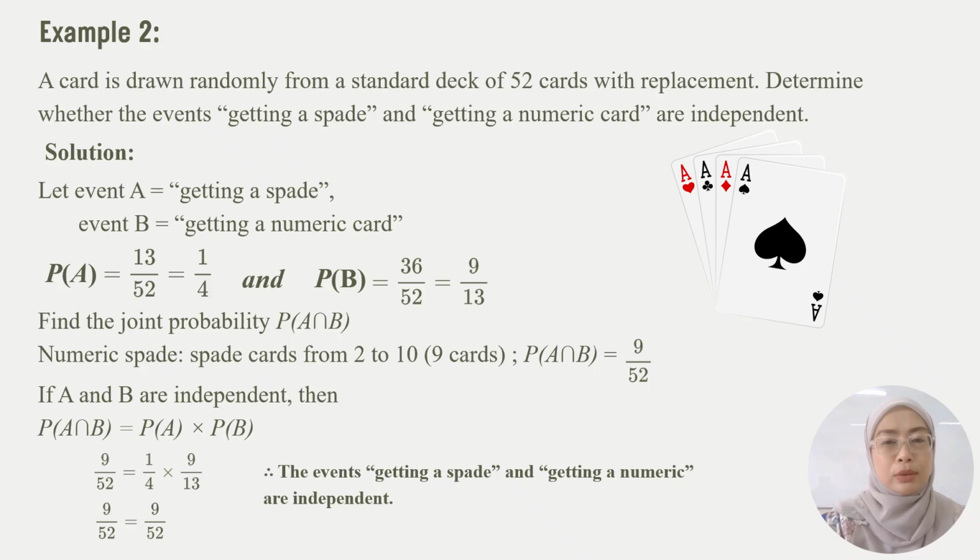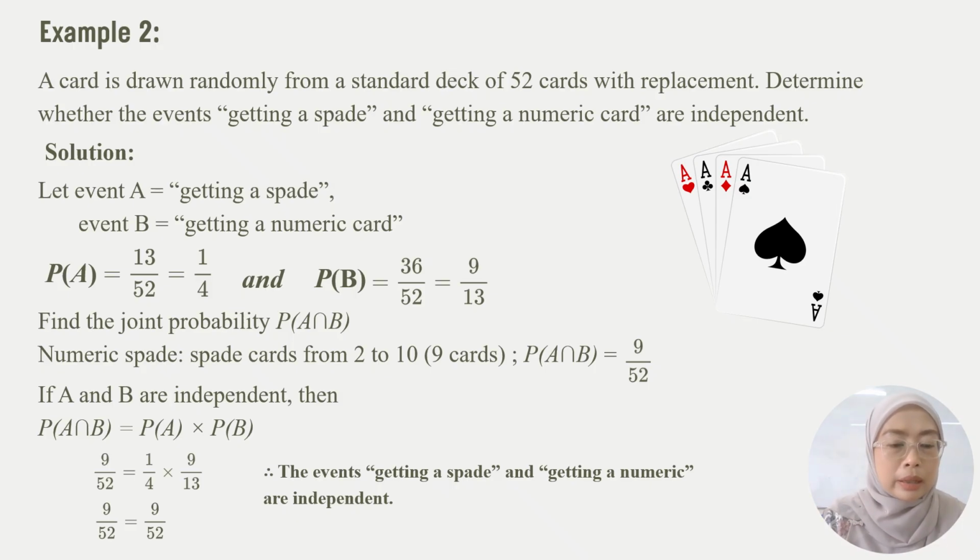Okay, now let's look at example 2. A card is drawn randomly from a standard deck of 52 cards with replacement. Determine whether the events getting a spade and getting a numeric card are independent. First of all, when you see a question like this, you must state what event A and event B are. In this question, event A is getting a spade and event B is getting a numeric card. With replacement doesn't matter here since only one card is drawn.